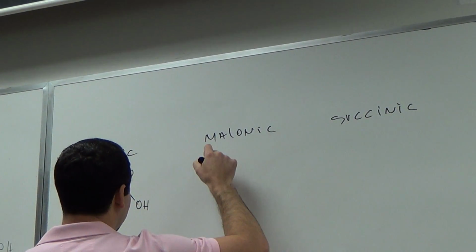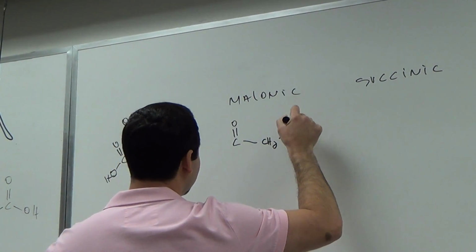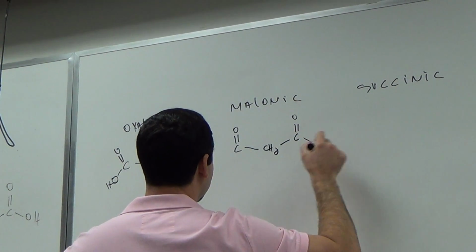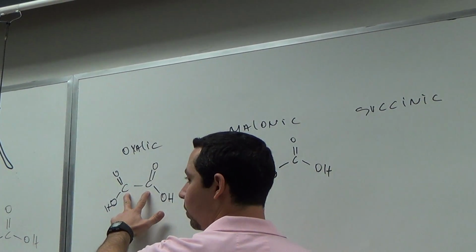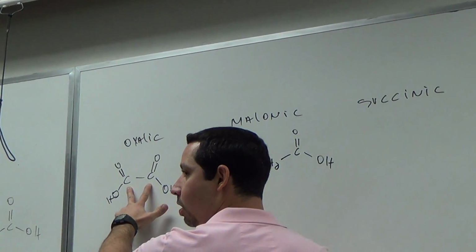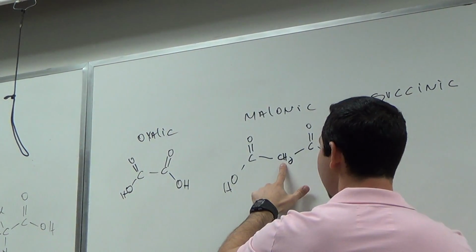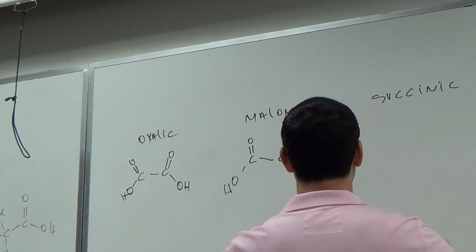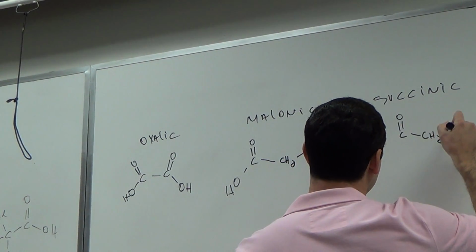And the difference between them is the carbons in between. When both carboxylic acids have no carbons in between, it's called oxalic. If it has a carbon in between, it's called malonic. And if it has 2 carbons in between, succinic.